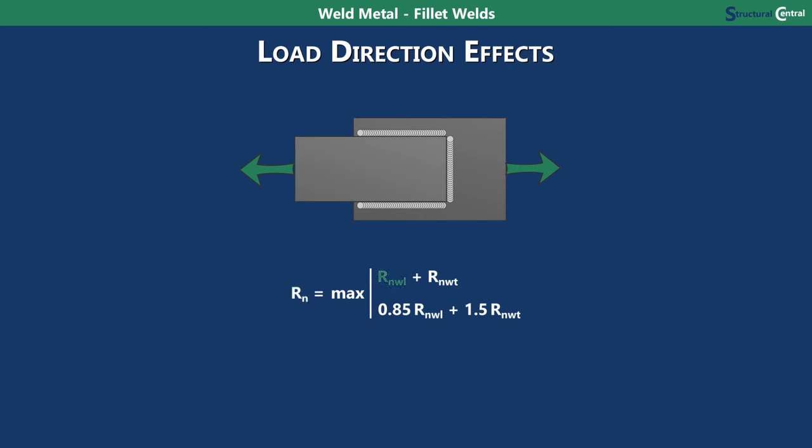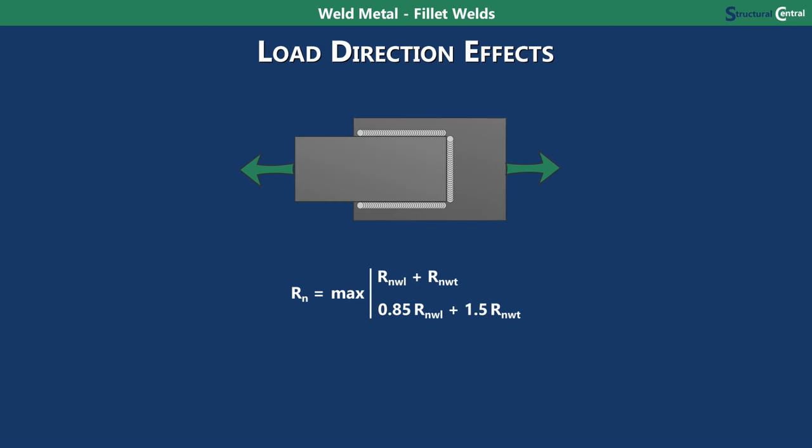First, it adds up the strength of the longitudinal and transverse welds, ignoring any increased strength due to the orientation of the transverse welds. Second, it allows you to use the 50% increased strength for the transverse welds, but this comes with a reduction in strength for the longitudinal welds of 15%, since their reduced stiffness means that they won't reach their full strength at the same time that the transverse welds reach theirs.